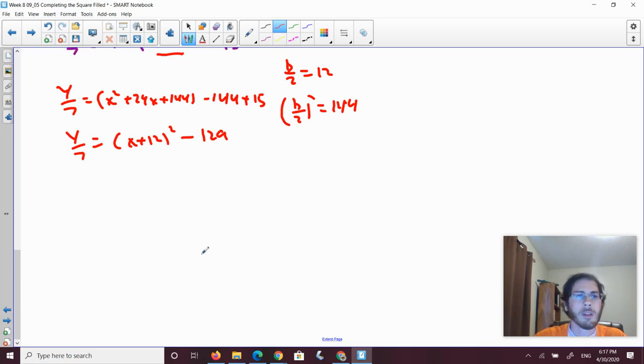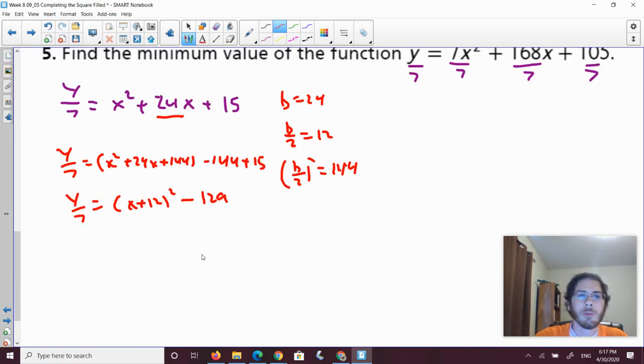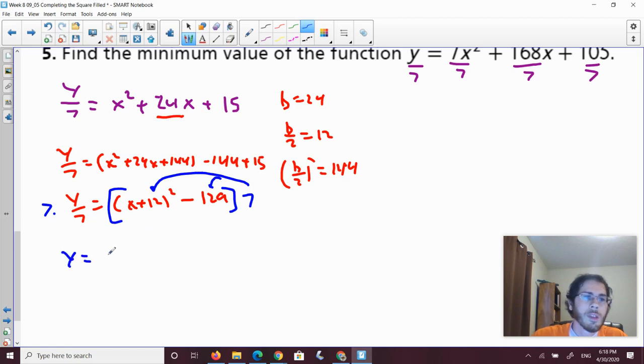All right. Next step, again, we don't move the 129 over because we're trying to get y by itself. That's the end goal. So we've got to multiply by 7. So we distribute the 7 to both pieces. So 7 times (x plus 12) quantity squared. And we've got to do 7 times 129.